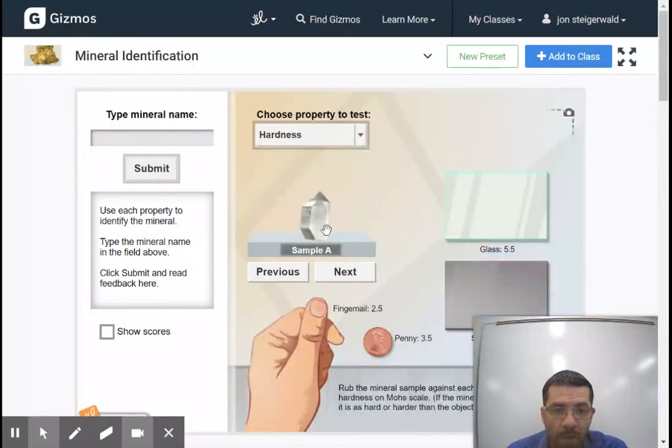We're going to look at the hardness. Again, like I said before, the penny was a 3.5. Also, your fingernail. Your fingernail's a 2.5, all right? If I could scratch a mineral with my fingernail, then I know it's softer than 2.5, all right? If I could scratch a mineral with a penny, I know that mineral is softer than 3.5. If I can't, I know that the mineral is harder. I would go on to the next tool, which would be a piece of glass, a steel nail.